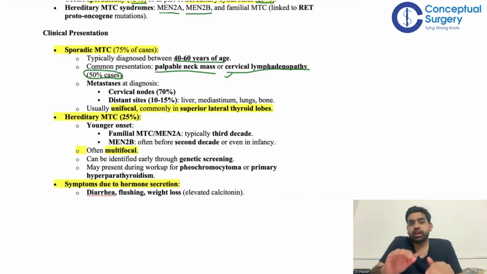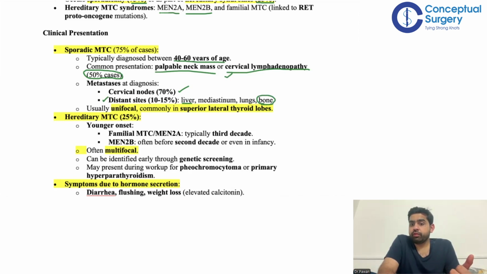Palpable neck mass and cervical lymphadenopathy, this can happen. Metastasis can happen either to a cervical node, that is in 70% of the patients, but at the same time, it can also have a distant metastasis to places like the liver, the mediastinum, lungs, and the bones.